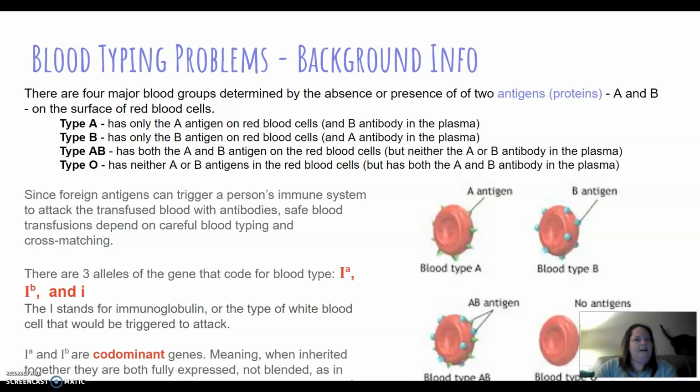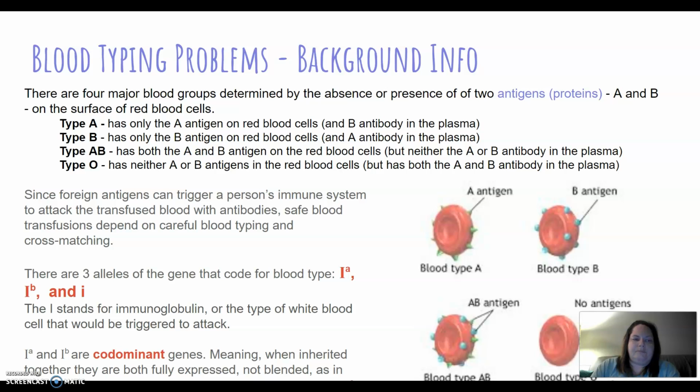Blood typing, another complex one. There are 4 major blood groups determined by the absence or presence of 2 antigen proteins, A and B. Type A only has the A antigen. Type B only has the B antigen. AB has both A and B antigens, and type O has neither. So it's missing both.